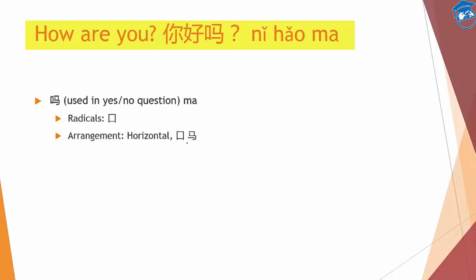Okay, so you might want to ask why mouth and a horse combined together is used in yes or no questions. So the reason is, for this word, it just wants the pinyin ma here. Okay, it borrows the word of horse, ma, to make a word like this. So it has the pronunciation of ma.